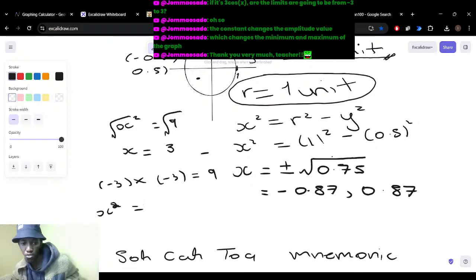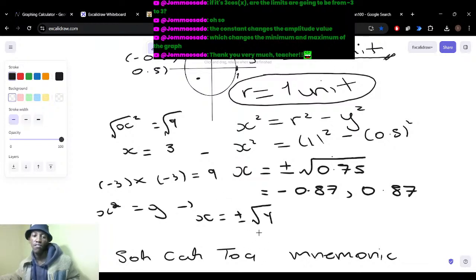So, therefore, a solution of such an equation, x squared equals y, is x equals plus or minus the square root of y. So in the case of 9, this will be plus or minus 3, right?